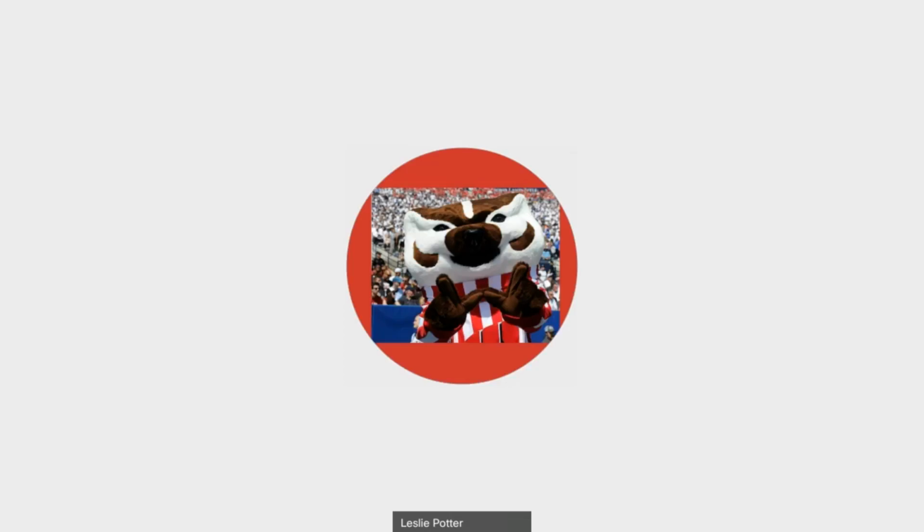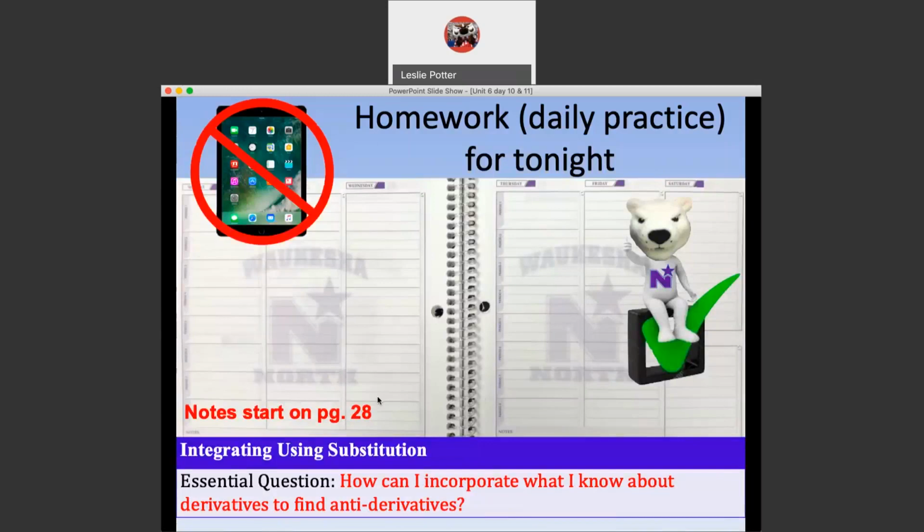For Unit 6, Day 10, we start on page 2080 of your packet. And we're looking at an integration technique called substitution. So the essential question is still the same: How can I incorporate what I know about derivatives to find antiderivatives?